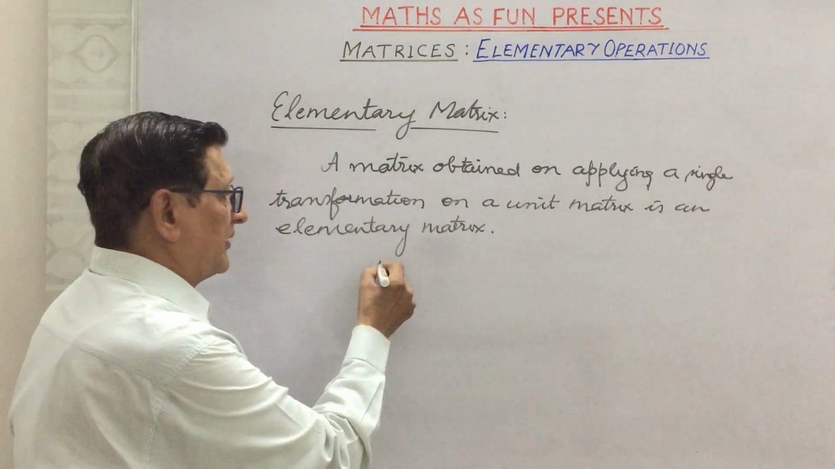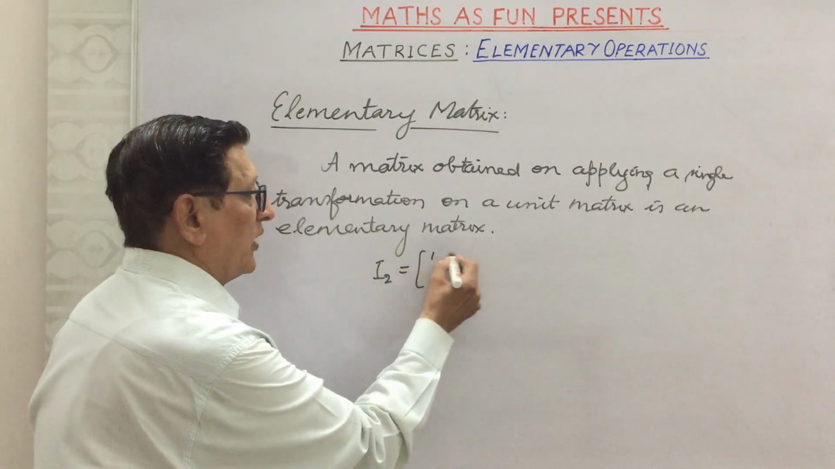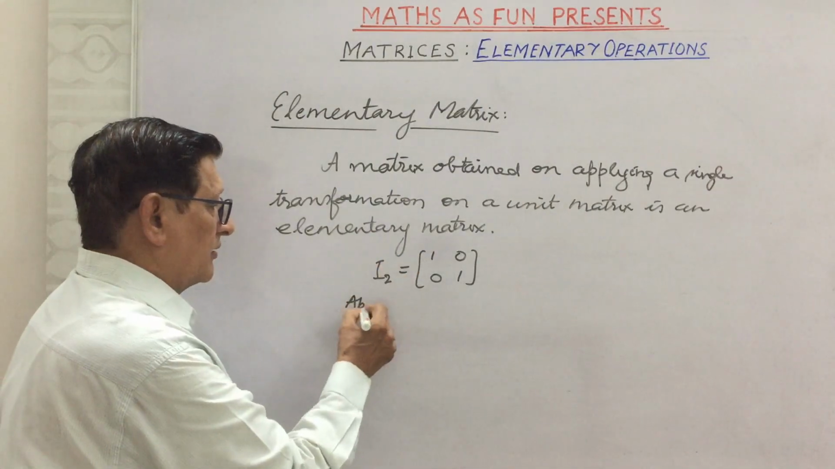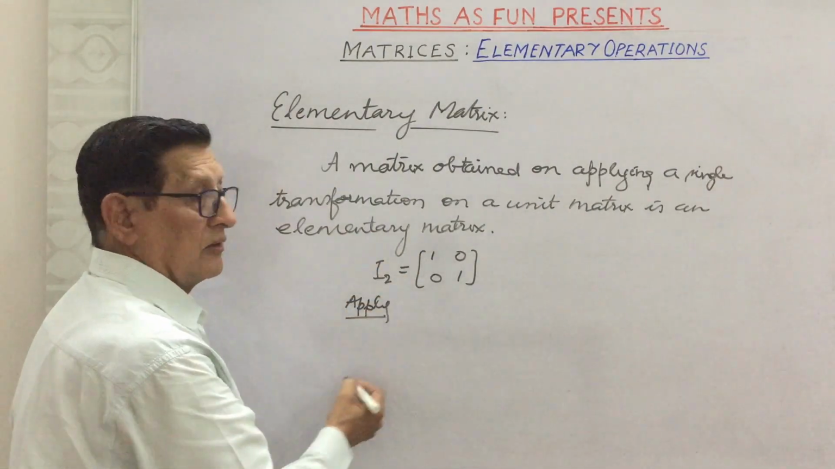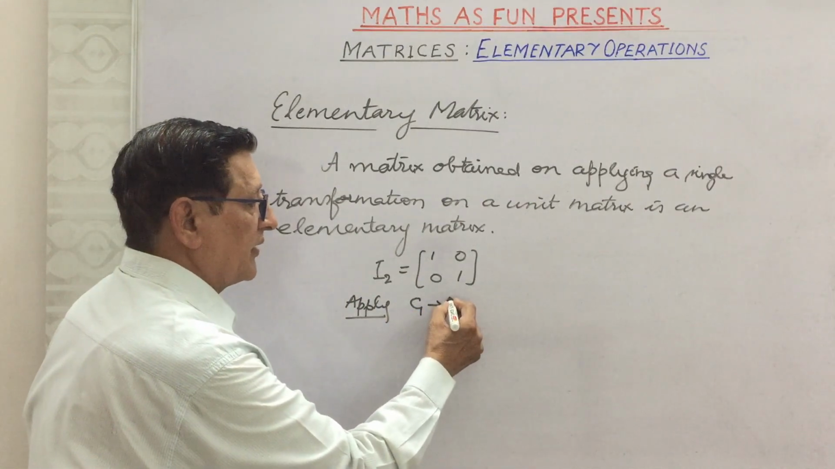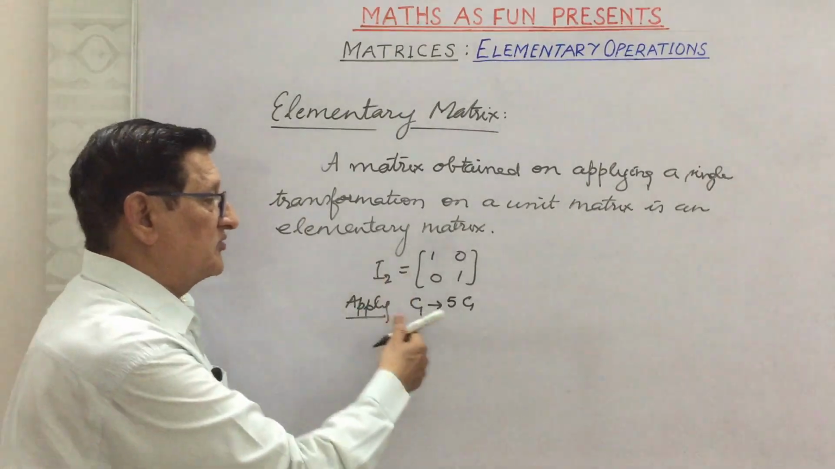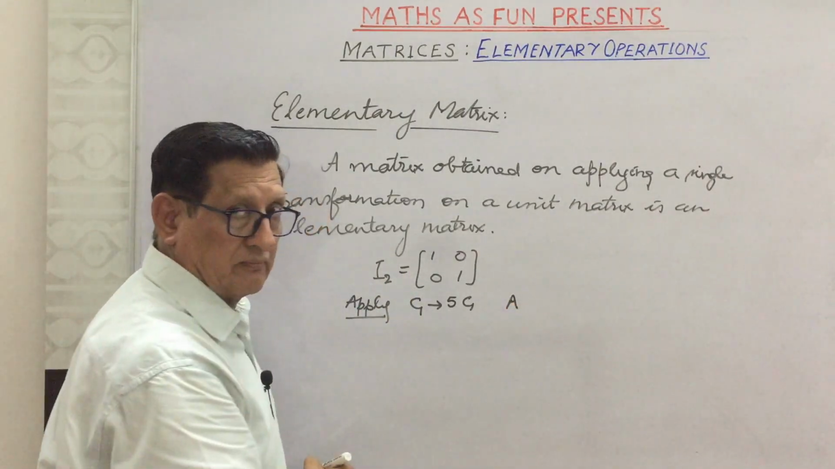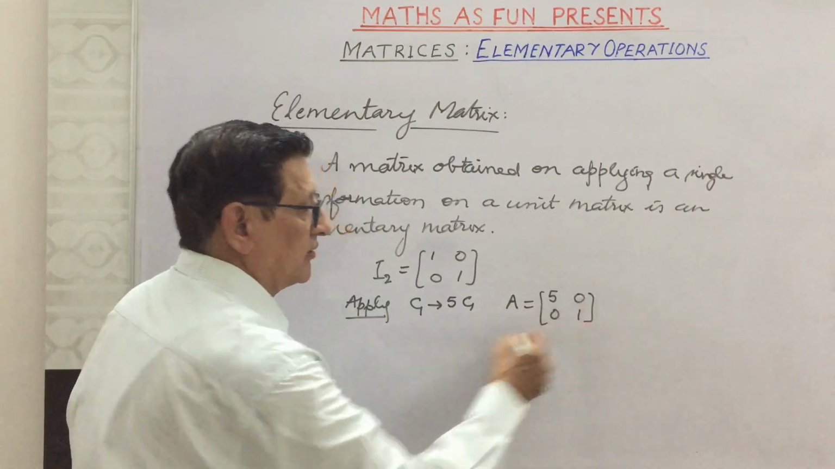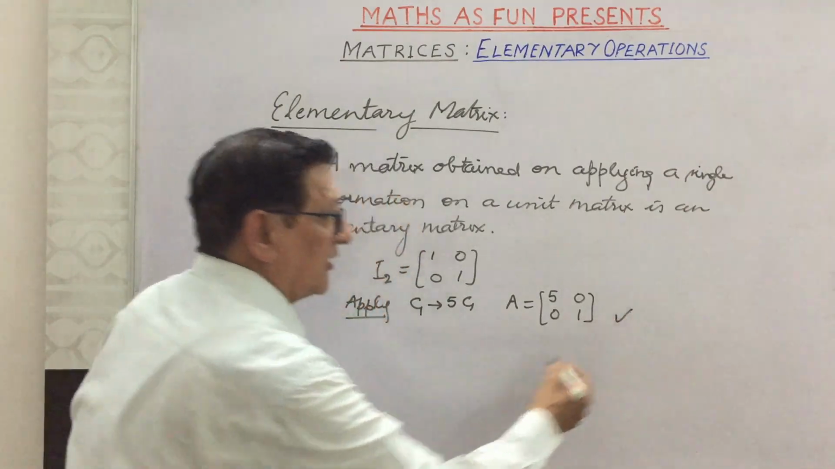Suppose we have a unit matrix of order 2 by 2, that is, we know 1 0 0 1, and we apply the operation in C1, that is multiplied by 5. Suppose the matrix which you obtain is A, that will be 5 0 0 1. This is an elementary matrix.